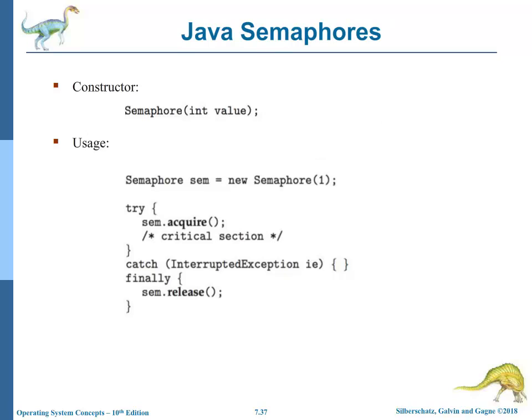A Java semaphore is used to control access to a shared resource using a counter variable. Java provides a Semaphore class that contains constructors and various methods, such as acquire and release, to control access over the shared resource.